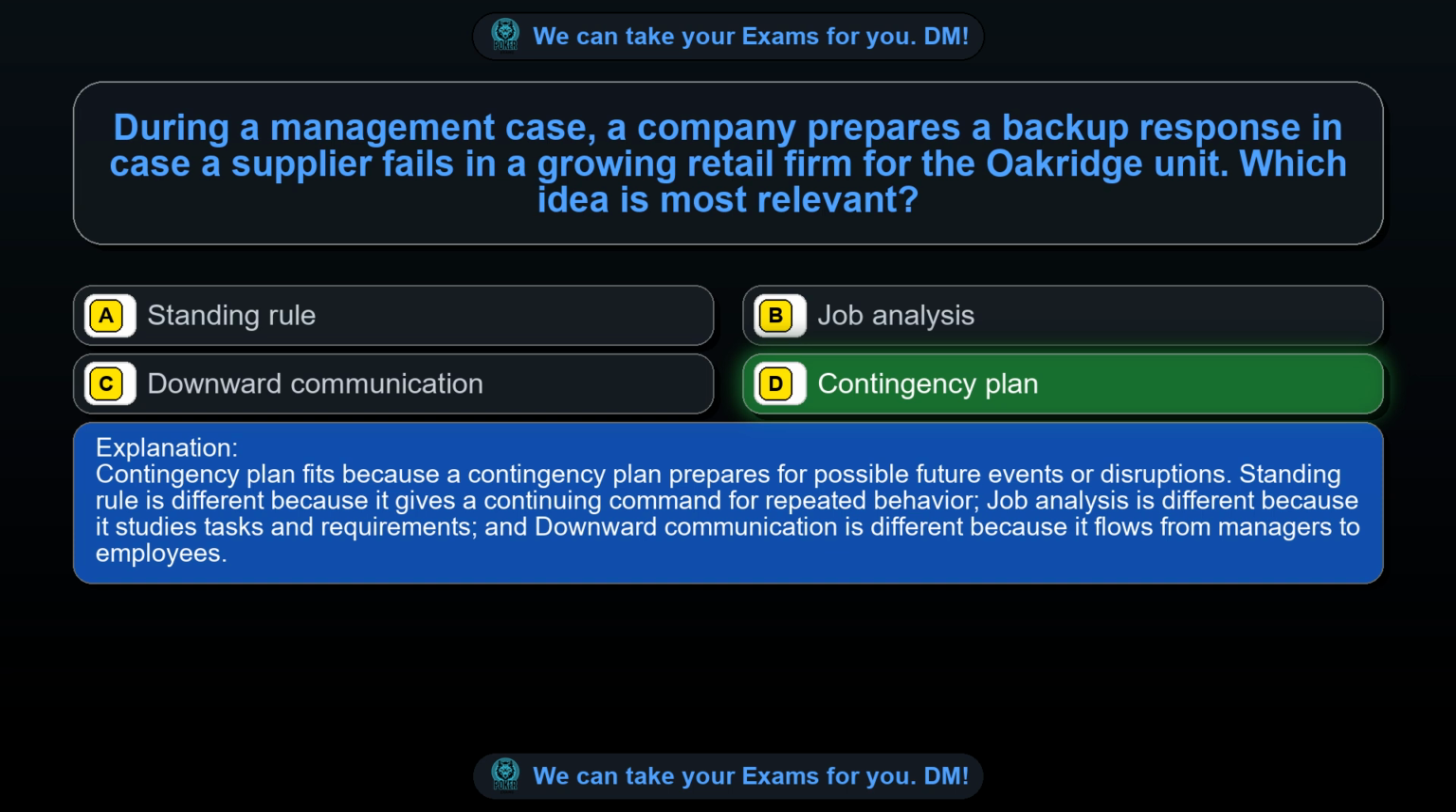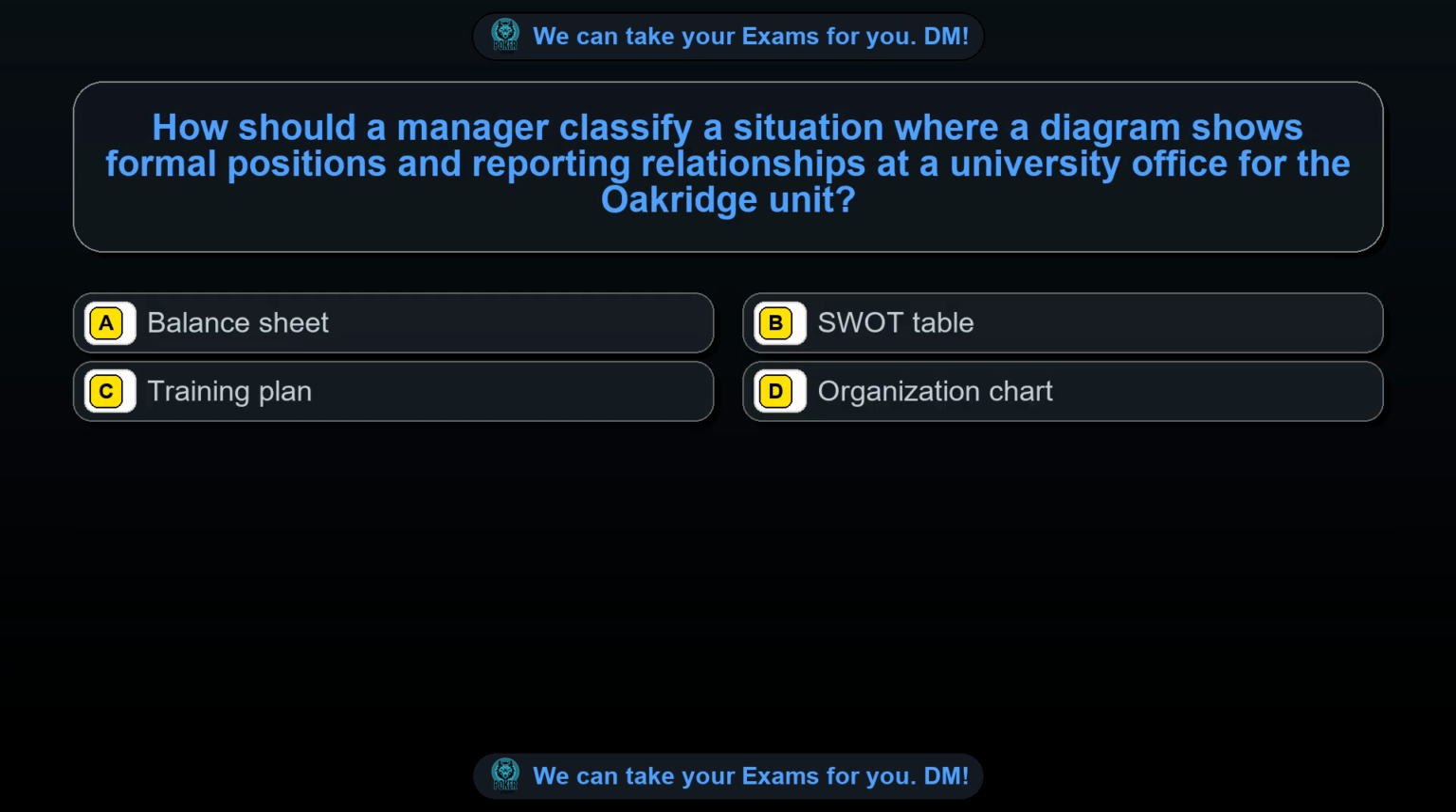Job analysis is different because it studies tasks and requirements, and downward communication is different because it flows from managers to employees. Question 51. How should a manager classify a situation where a diagram shows formal positions and reporting relationships at a university office for the Oak Ridge unit? Option A, balance sheet. Option B, SWOT table. Option C, training plan. Option D, organization chart.